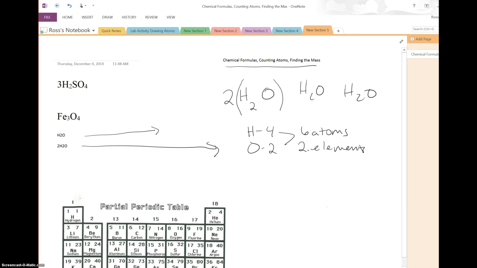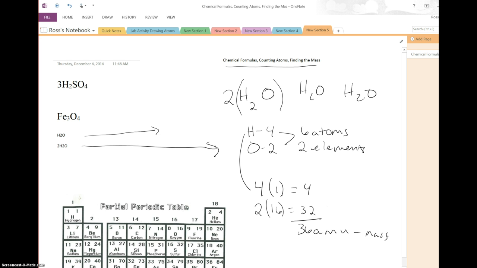If we're going to find the mass of this, we can do it the same way. For hydrogen, we know that there's 4 of them, and they each weigh 1, so that'll equal 4. For oxygen, there's 2 of them, and they still weigh 16 each, so that'll be 32, for a total of 36 AMU. That would be the mass.